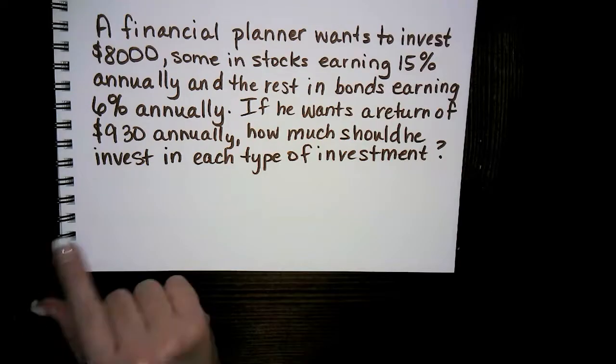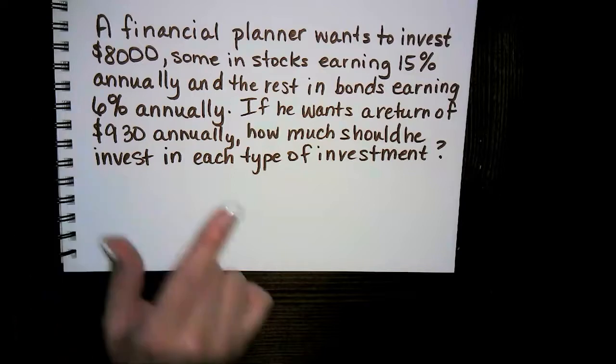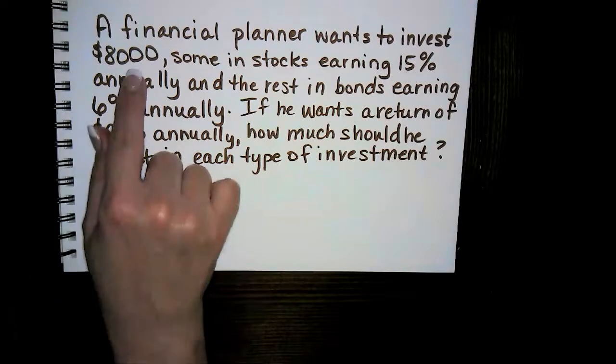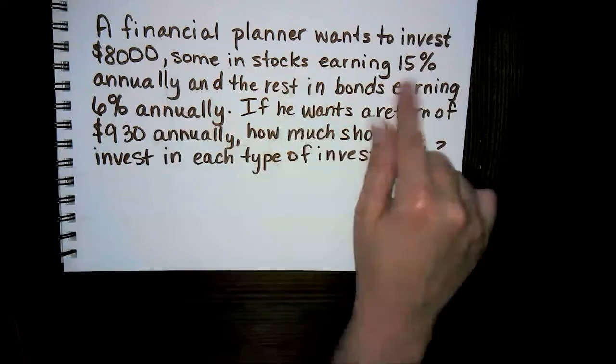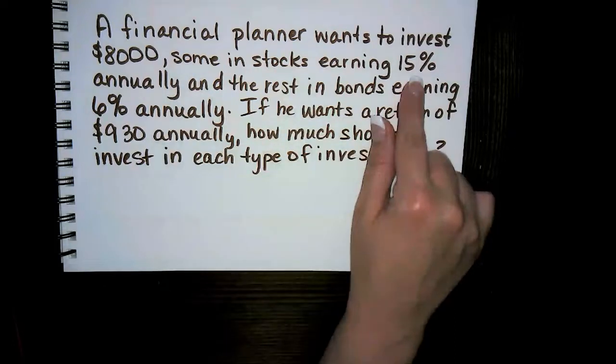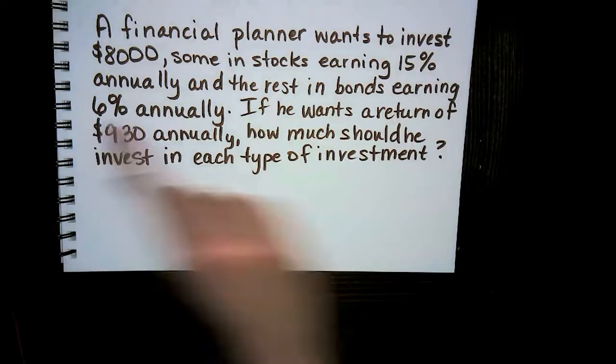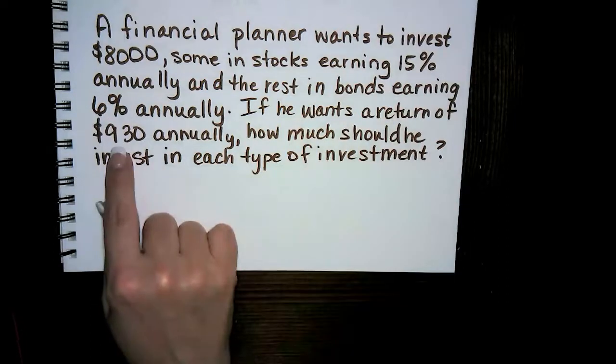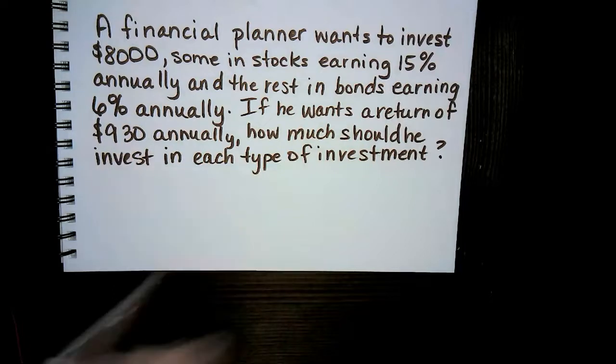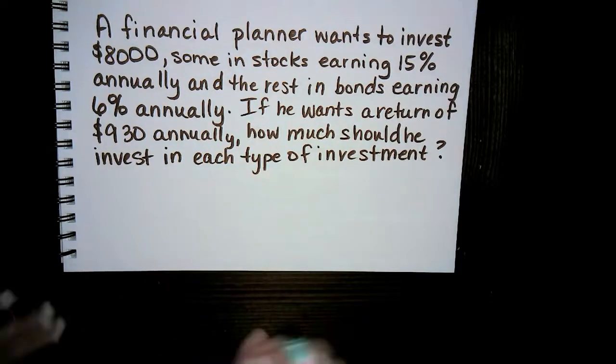Video, let's take a look at this word problem. We have a financial planner who wants to invest a total of $8,000, some in stocks earning 15% and the rest in bonds earning 6% annually. He wants a return of $930 annually. So how much should he invest in each type?